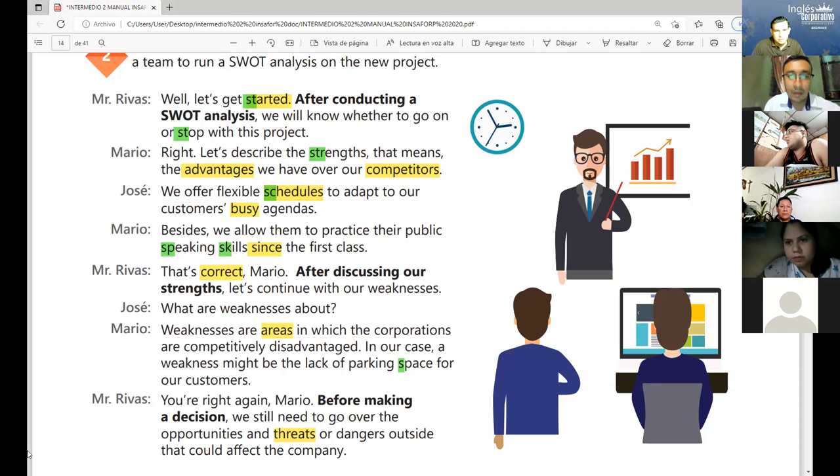That's correct, Mario. After discussing our strengths, let's continue with our weaknesses. What are weaknesses about? Besides, we allow them to practice their public speaking skills since their first class. Nos perdimos. Lost. That's correct, Mario. After discussing our strengths, let's continue with our weaknesses. What are weaknesses about?